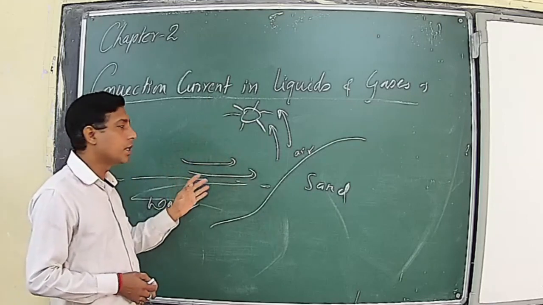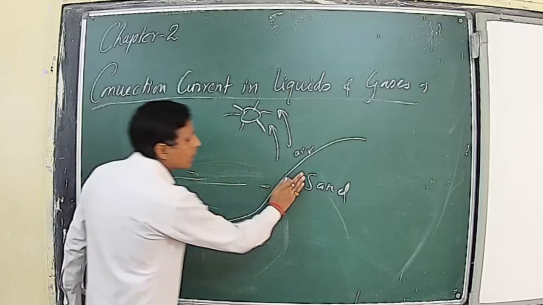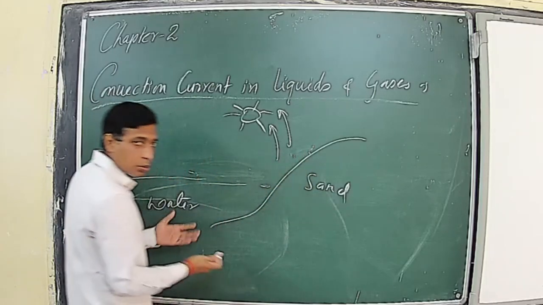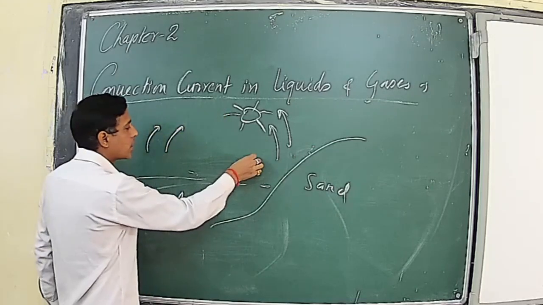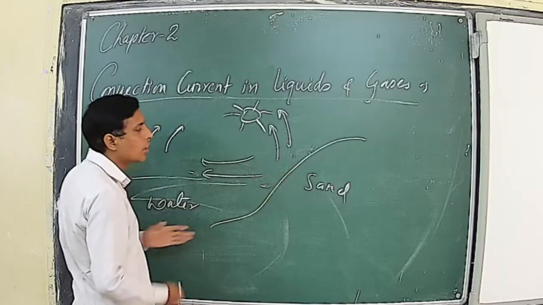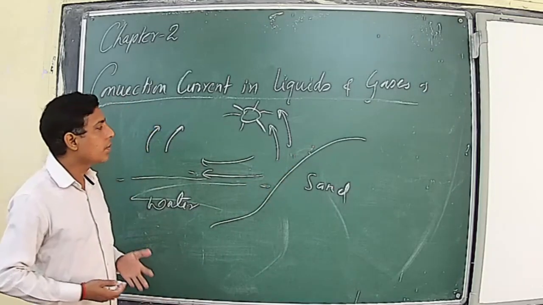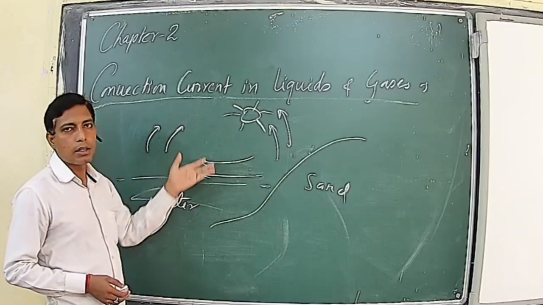Similarly, in night time, it is just opposite. The water remains hot for a long time and the land side becomes cool very soon. So the air above the water body rises in the upward direction and creates a vacuum here which is occupied by the cold air from the land side. So we feel that in the night time the wind is blowing from land to sea side. So this is the convectional current in gases.